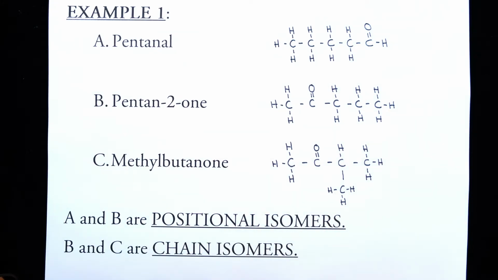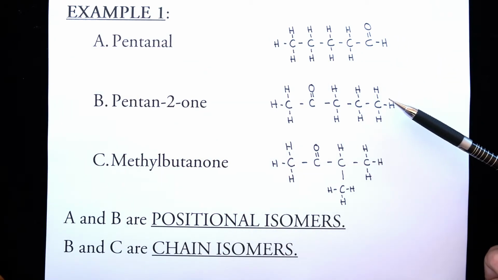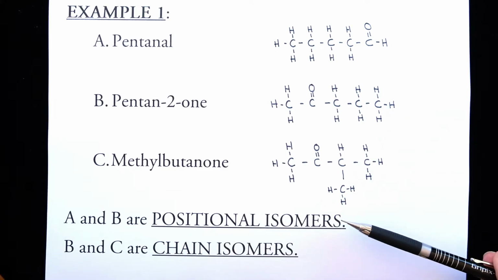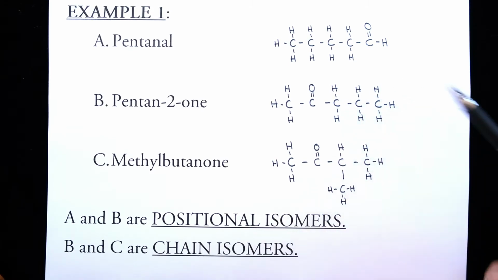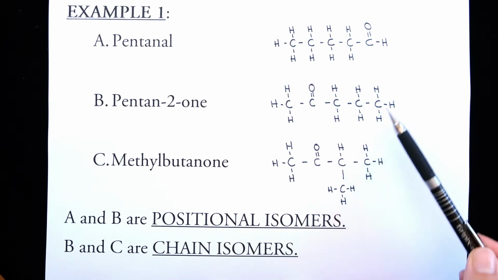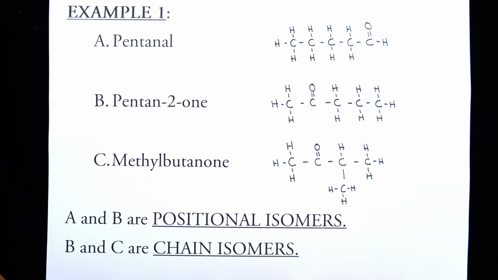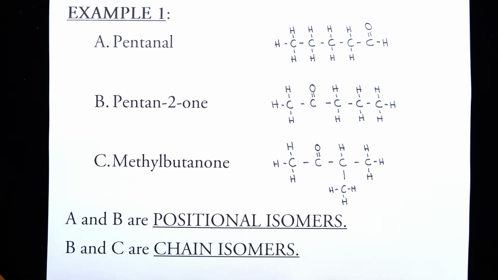Now we're going to compare A and B. A is an aldehyde, B is a ketone. The only difference here is the position of the carbonyl group. So they are positional isomers. Now we compare B and C. They are both ketones because the carbonyl group is not on the end, but the chain lengths differ. So B and C are chain isomers.